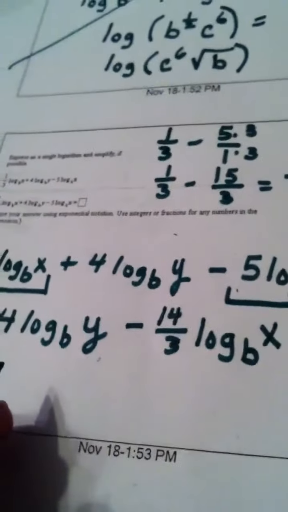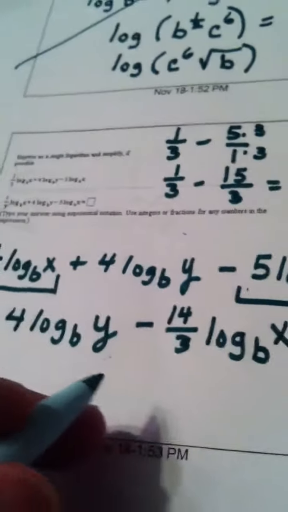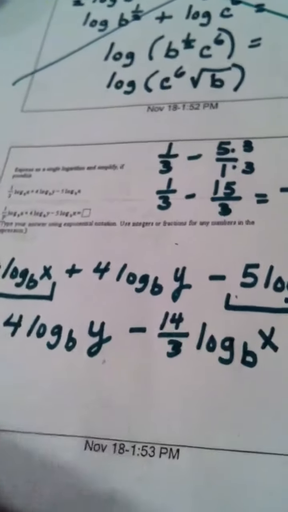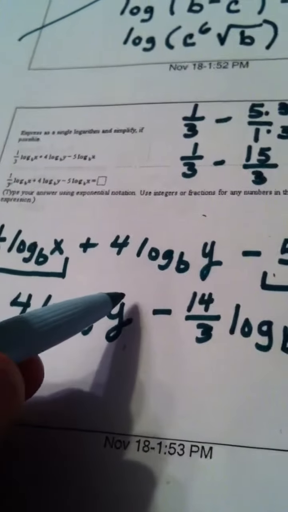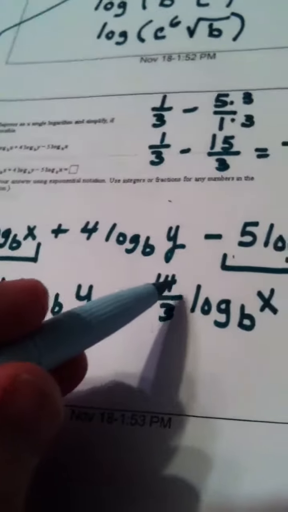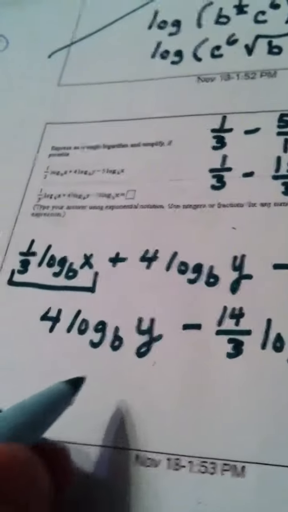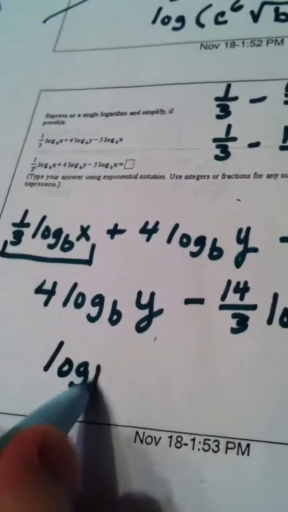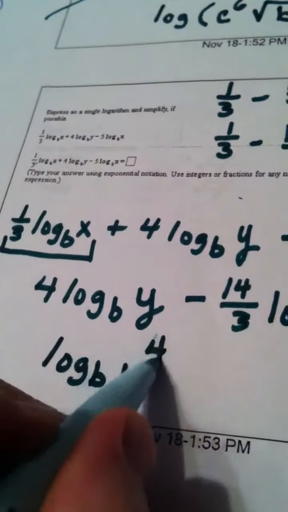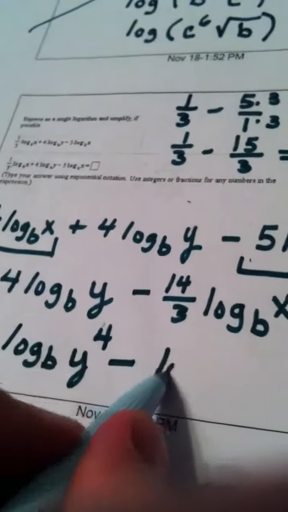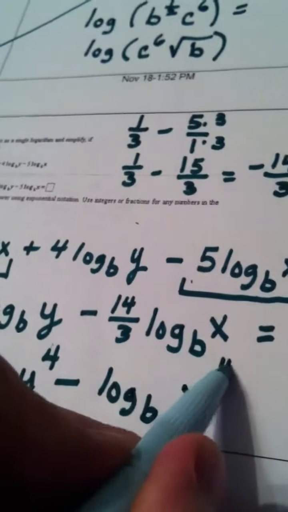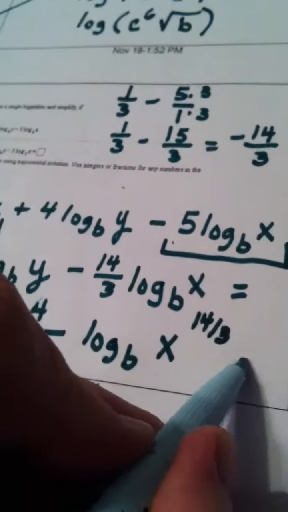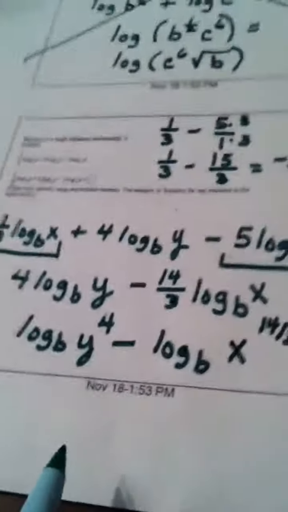Now, at this point, there's no more combining of like terms, so we're going to apply laws of logs, which in this case is going to put the exponent of 4 back on top of the y and the exponent of 14/3 back on top of the x. So we have log base b of y to the 4th minus the log base b of x to the 14/3. And we finish the problem by doing this.